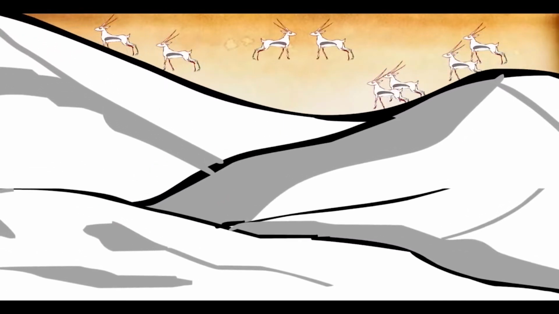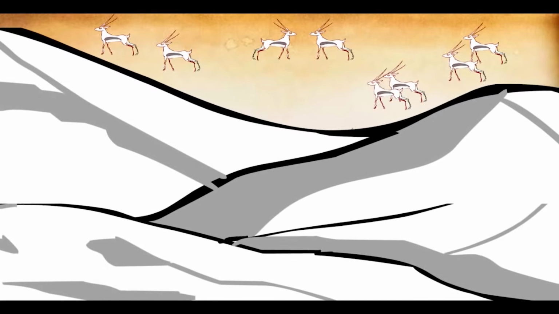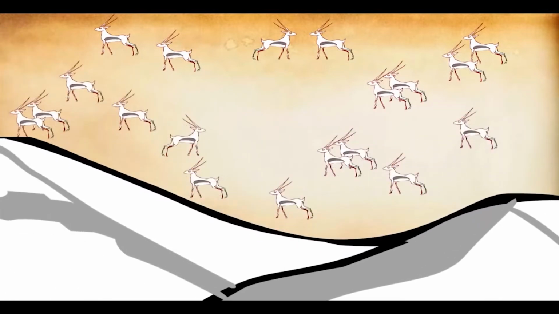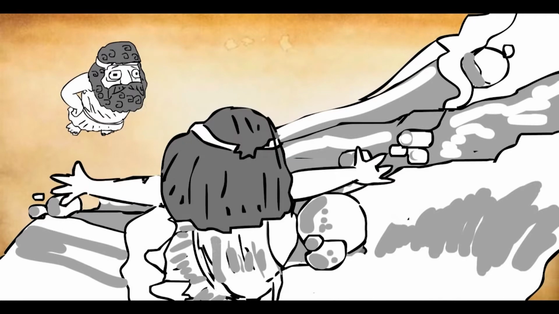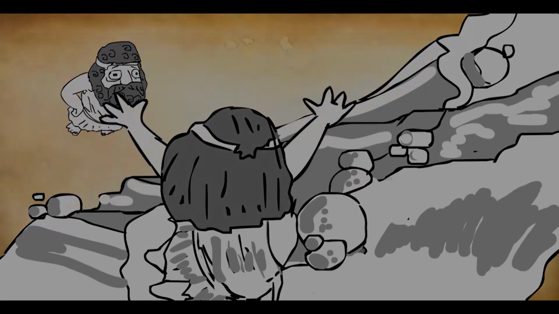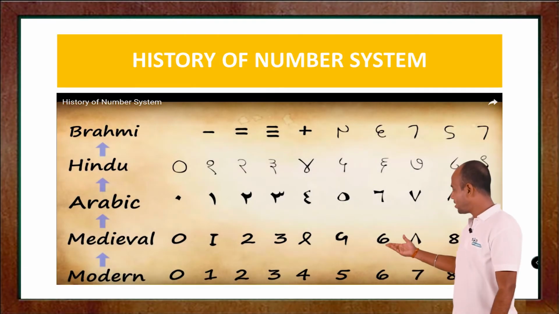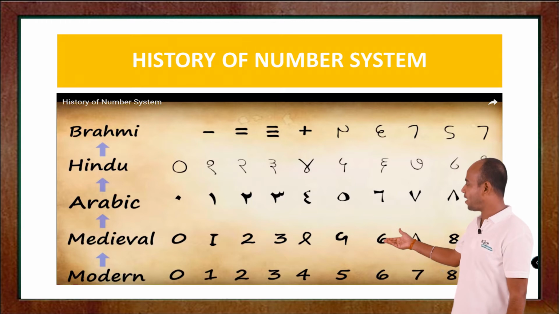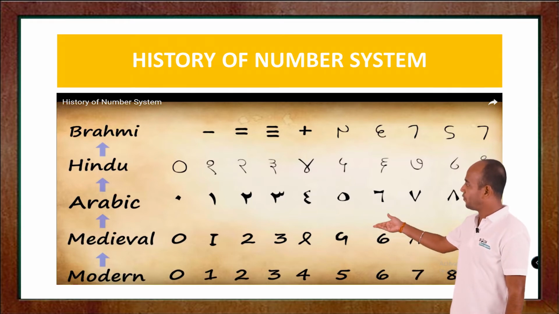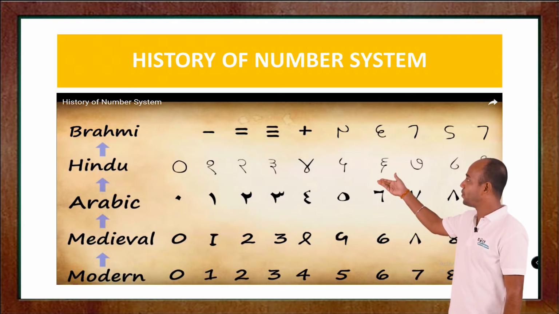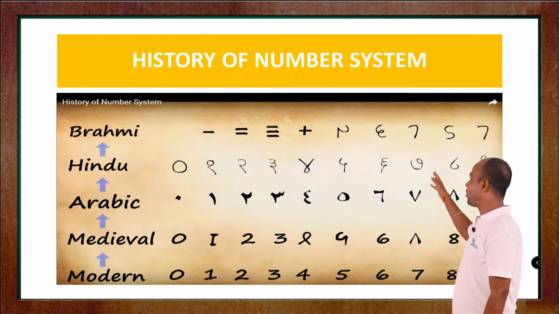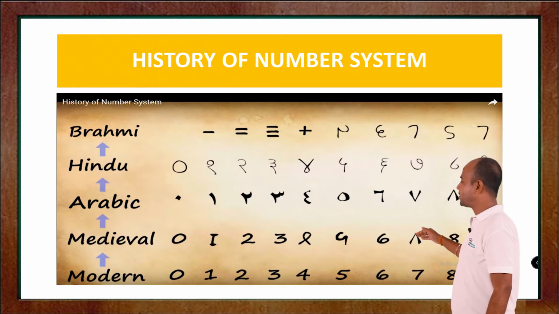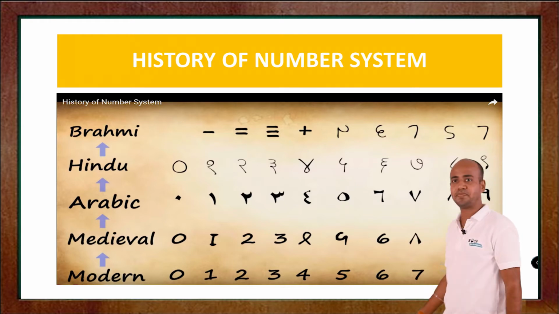As he saw few deers, he wanted to see more and he climbed more. Now the person below was wondering and asking that how many deers? So because of unavailability of language, he showed by sign language. This modern number system, as you can see, has come from the medieval. The medieval from Arabic, Arabic from Hindu and Hindu from Brahmi. You can see there is a striking similarity in the notation of digit of various number system and various periods.